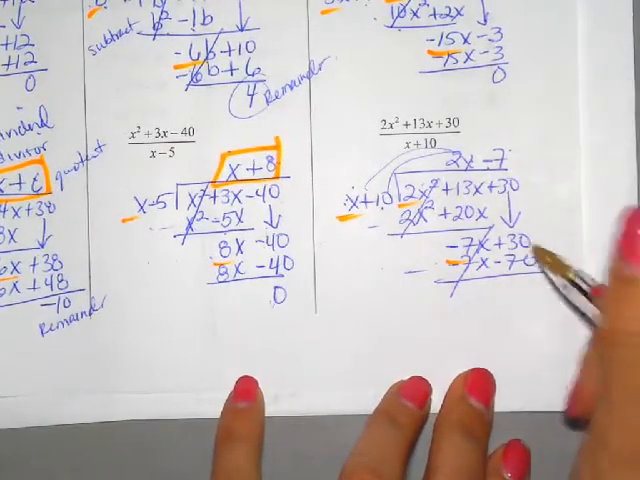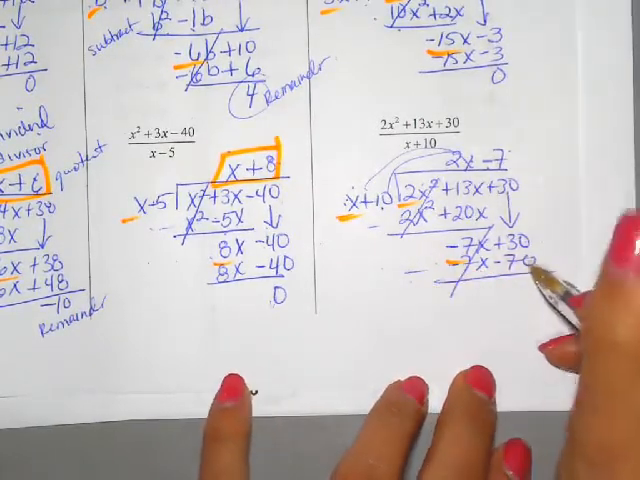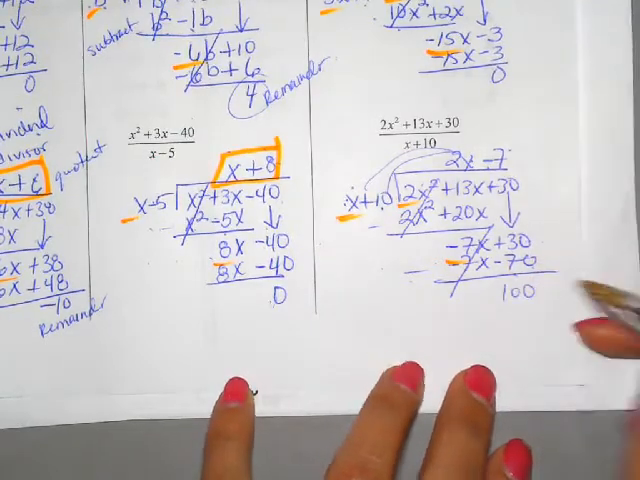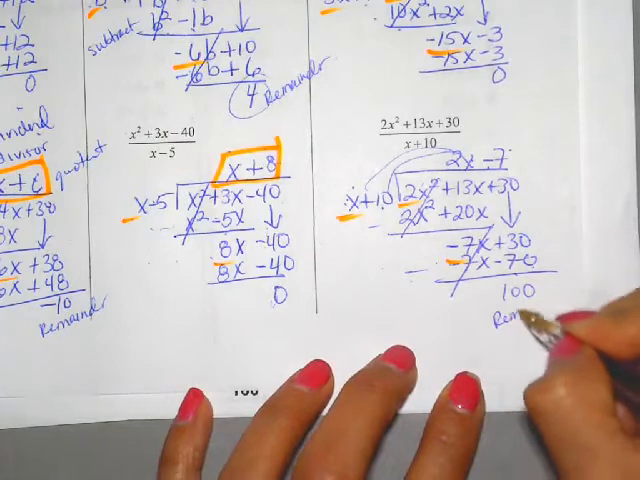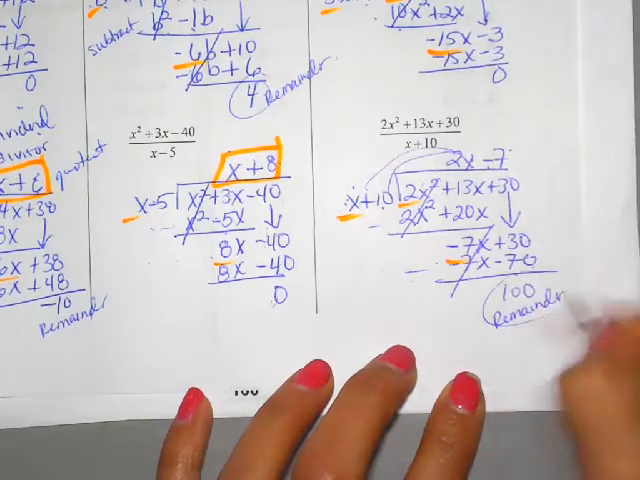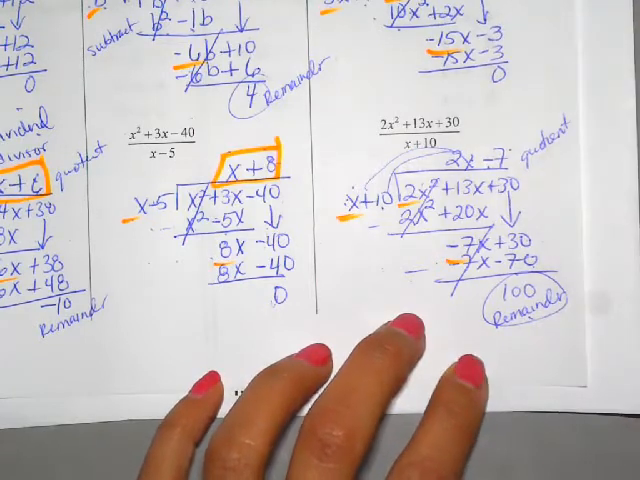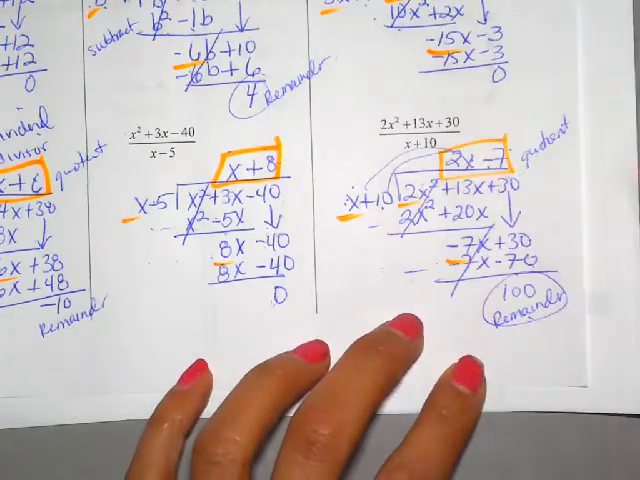And then 30, minus a negative 70. That'll change that to a positive 70. 30 plus 70 is 100. If you're not sure, again, just use the calculator. This is my remainder, 100. This is my answer. The quotient, 2x minus 7.